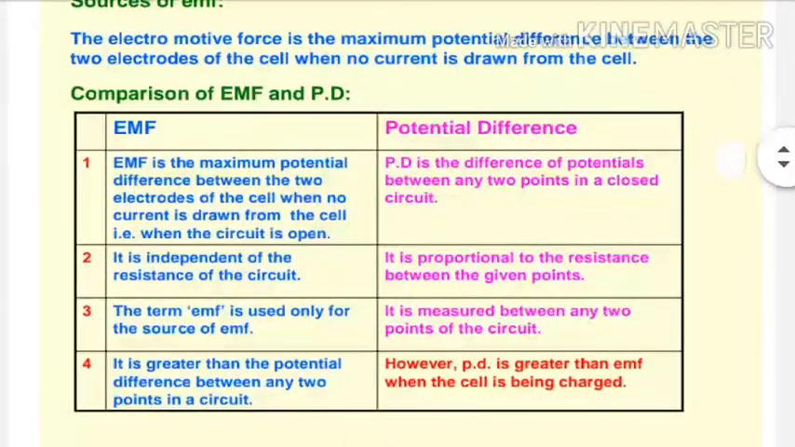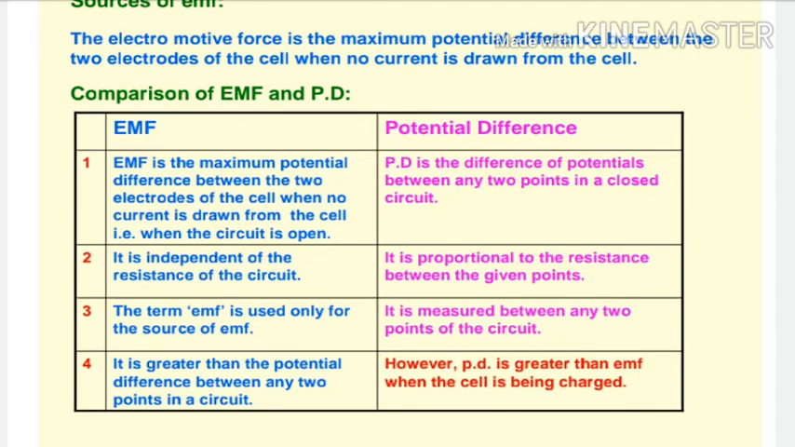Now, if we compare the EMF, that is electromotive force, and potential difference of any cell, then we find that EMF is the maximum potential difference between the two electrodes of the cell when no current is drawn from the cell, that is, when the circuit is open. But potential difference is the difference of potentials between any 2 points in a closed circuit. The circuit is closed in this case.